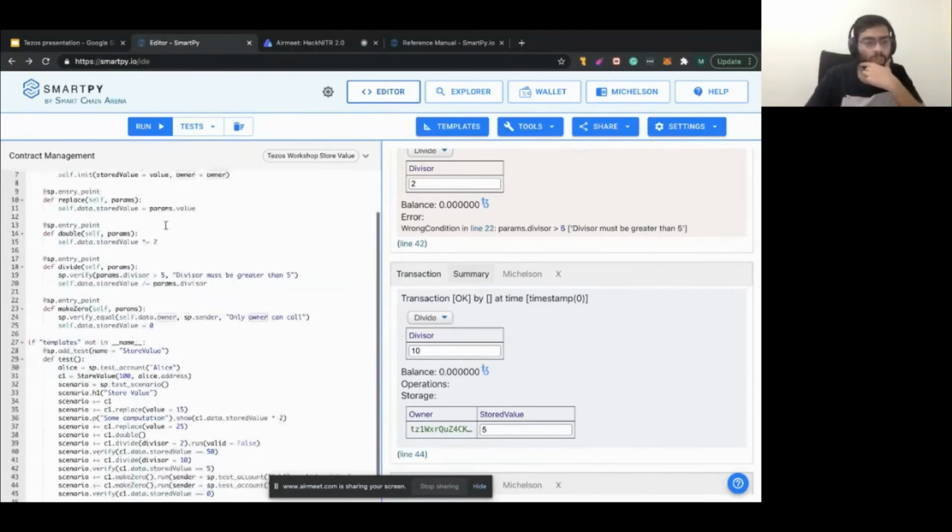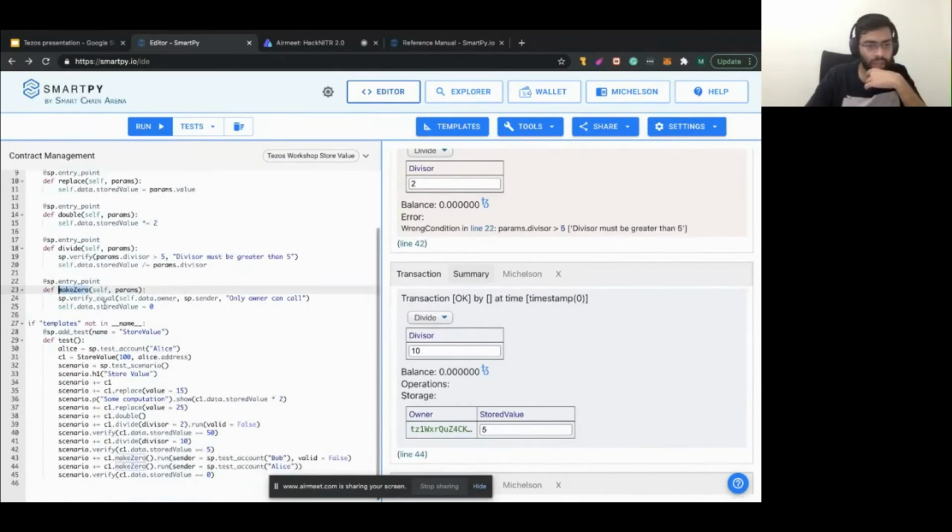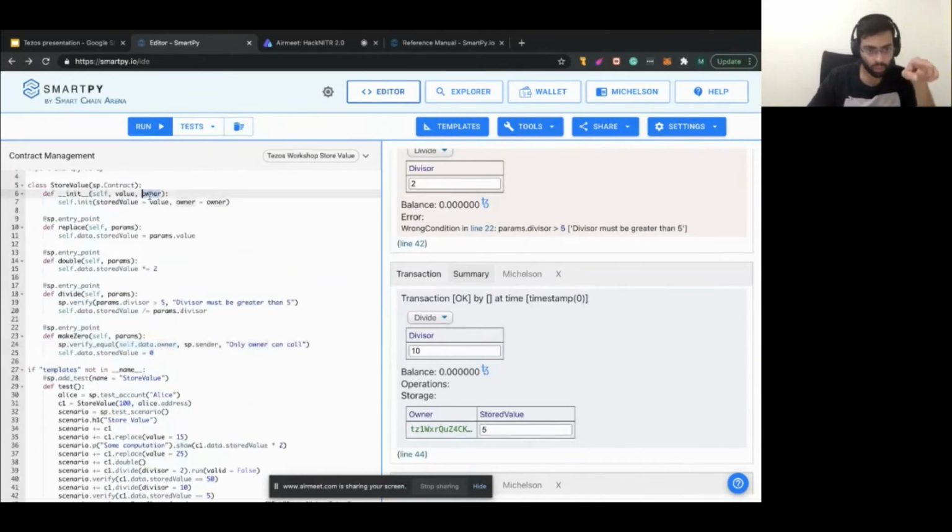So here there is a function called make zero. What it does is verify equal. It verifies that the data.owner that is stored in the contract, that was initialized here, is the sender. So sp.sender is the person who's sending the transaction, right? As we discussed, in a blockchain, different people can send transactions. Everybody who has a private key can send a transaction. So what you're verifying here is that only the owner is sending the transaction, and therefore only the owner can make the value 0.